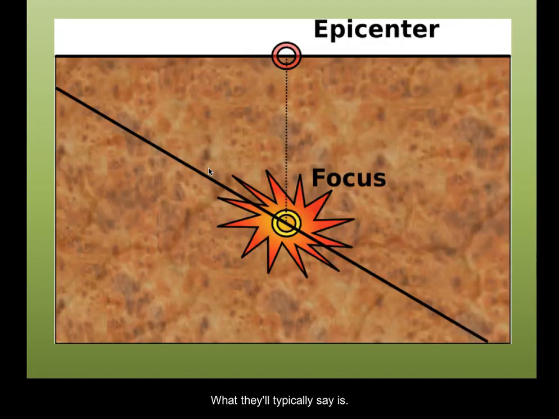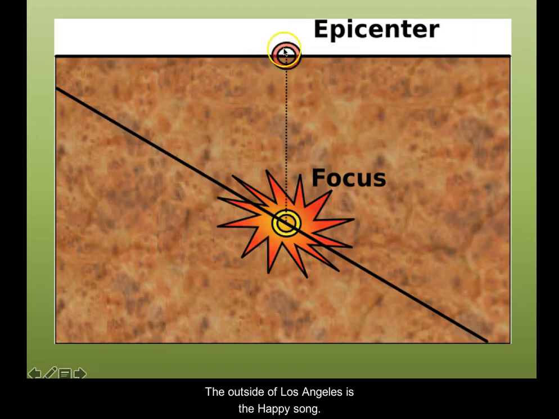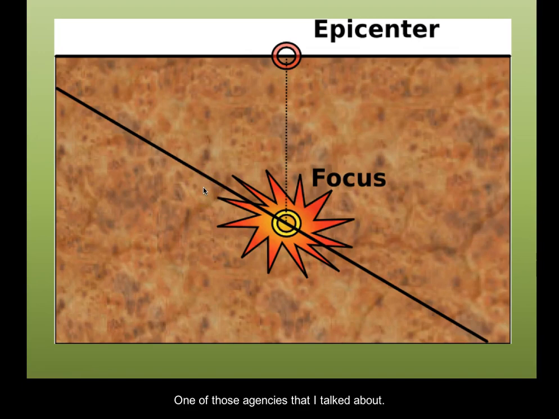What they'll typically say is, outside the city of Los Angeles today, we had a 4.5 on the Richter scale earthquake. It occurred at roughly 30 meters below the surface. That 30 meters below the surface is the focus. The outside of Los Angeles is the epicenter. And this line here marks that fault that we talked about. It's a break in the rock, be it a plate boundary or one of those ancient seams that I talked about.